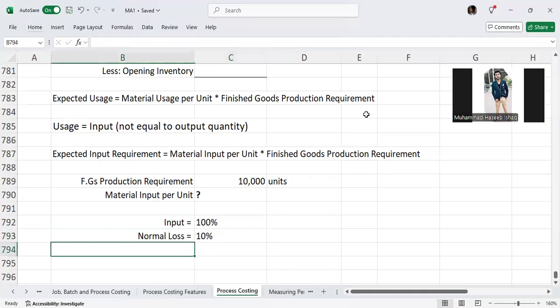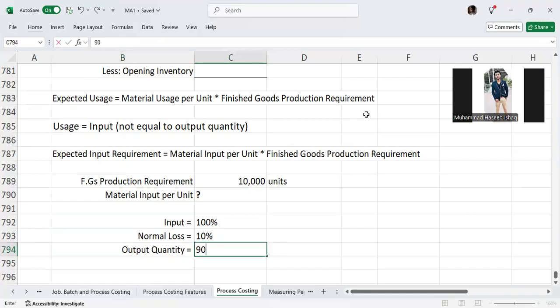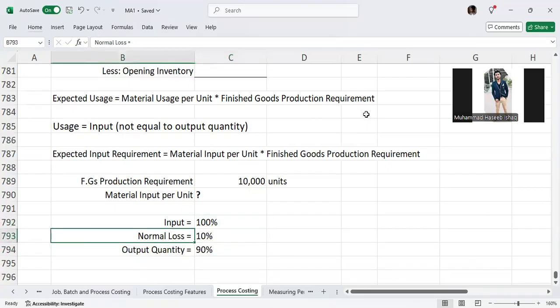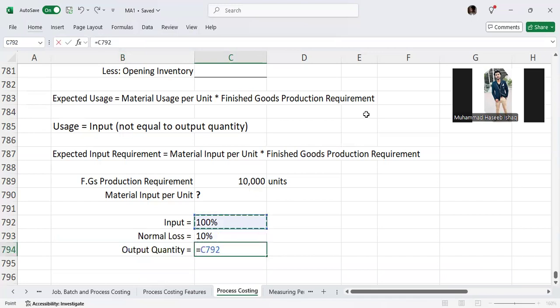If normal loss is 10%, then how much will be equal to the output quantity? This means that output quantity would be equal to 90%. How? Because of course, if you are going to input 100% material, then 10% is lost in the production process, so obviously the output quantity would be equal to 90% of the input. So I can write it as 100% minus 10%. So for example, if normal loss is 20%, then output quantity would be 80%. So you can very easily calculate the output quantity.